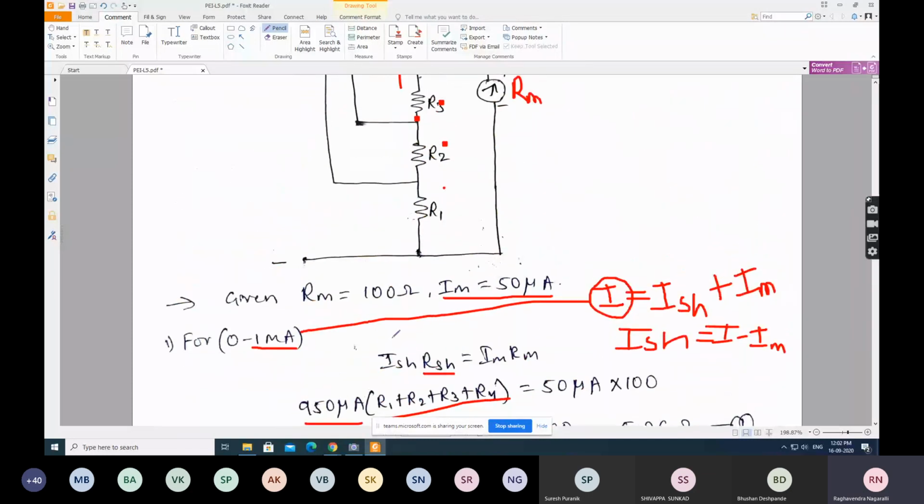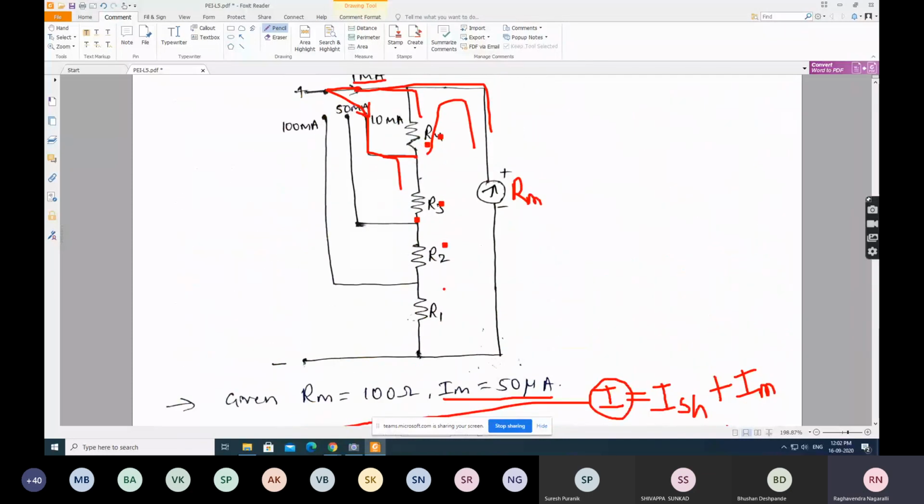and this is the switch position here, RSH. Okay, this is the switch position, 50 microamps, and this is the connection point. So now we have two paths like this, one path and the second path. So in this path we have R2 plus R1 in parallel with R3 plus R4 plus Rm. So in this path we have R2 plus R1, and in this path we have R3 plus R4 plus Rm.